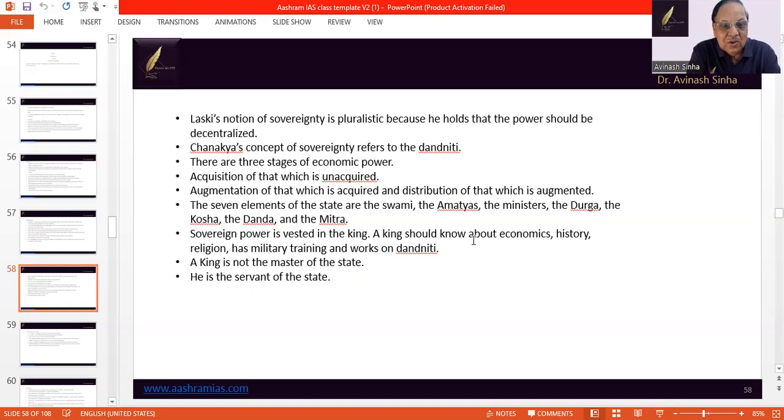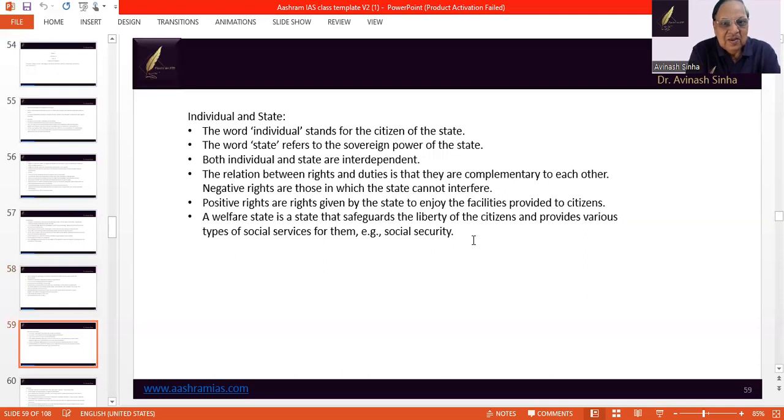A king is not the master of the state. Rather, he is the servant of the state. Now, next topic comes individual and state. The word individual stands for the citizen of the state. And the word state refers to the sovereign power of the state. Both individual and state are interdependent. The relation between rights and duties is that they are complementary to each other.